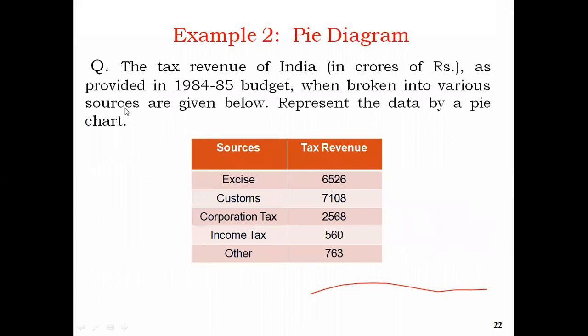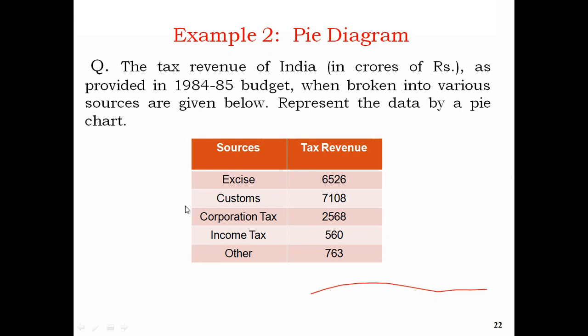Don't worry, I'm giving examples and more examples on this, but you just try at home. It will be helpful for you. The tax revenue of India in crores of rupees as provided in the 1984-85 budget, when broken into various sources, is given below. So you just represent this data with the help of your pie diagram. Sources are given, tax revenue, you just try to do it by yourself.